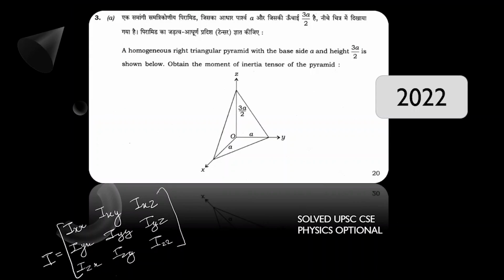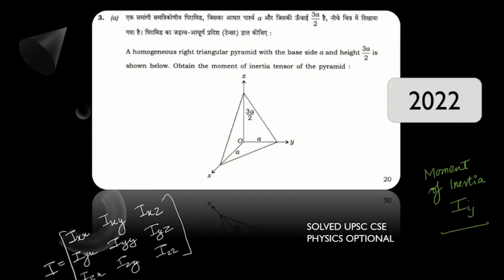Hello everyone, in today's video we will be seeing this question from the year 2022. In this question we are given a homogeneous right triangular pyramid with a base side a and a height 3a by 2, as you can see in the figure. So here we have to obtain the moment of inertia tensor for this pyramid. This is a 3D structure, so we are going to have a 3 cross 3 matrix.